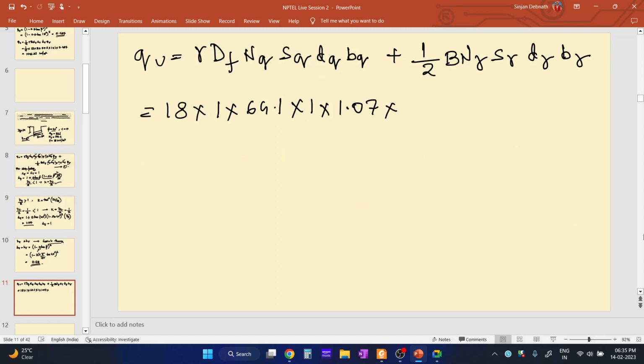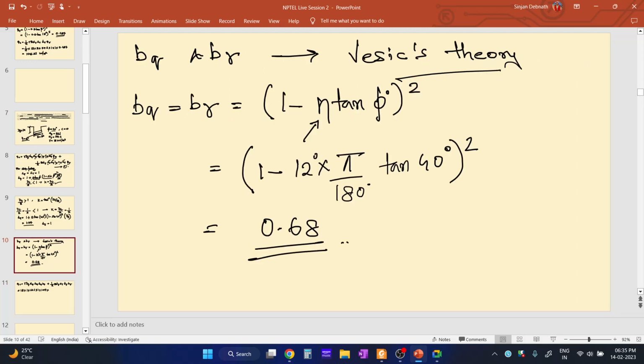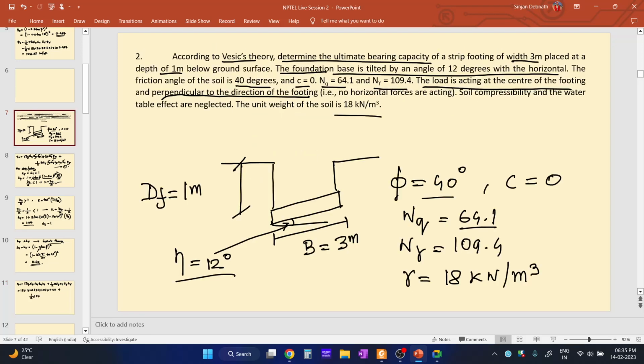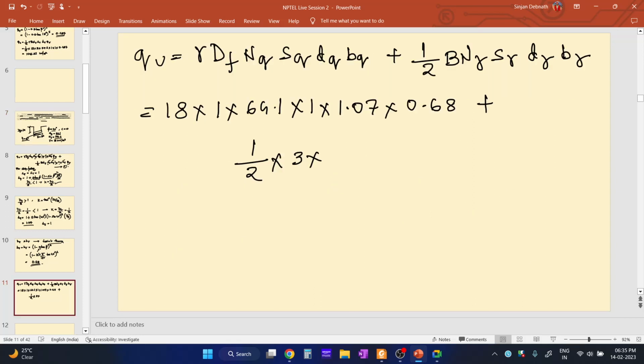And what is the tilt base factor? That is BQ. The BQ is equal to B gamma, which we calculated. It comes out to be 0.68. So 0.68 plus the third term. So half into base. What is the width of the footing? It is 3 meter. So half into 3 meter into what is the value of N gamma? N gamma is 109.4.